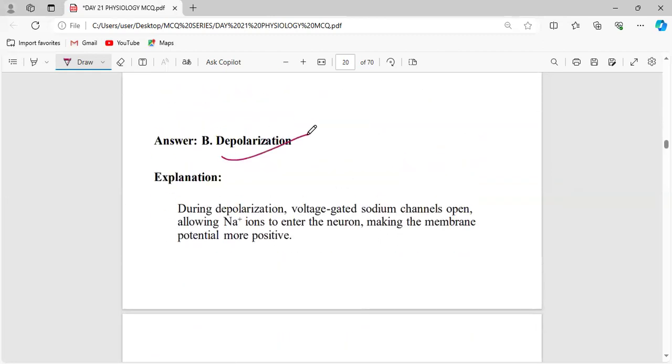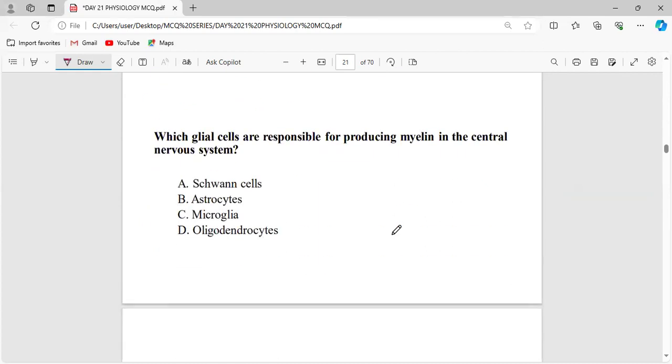That is depolarization. Voltage-gated sodium channels open, and this allows the sodium ions to enter into the neuron, and this is what makes the membrane potential more positive. This is the exact definition of depolarization. You should not confuse depolarization and repolarization, right?